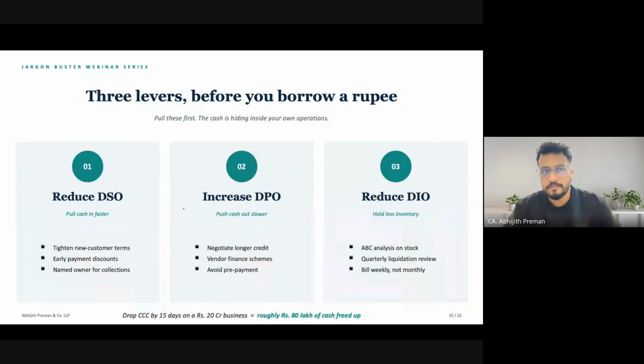Now 3 levers before you borrow a rupee. This is an efficient way of how to manage your business in a very cash effective manner. First thing is reduce your DSO, like pull cash in faster. So tighten new customer terms.